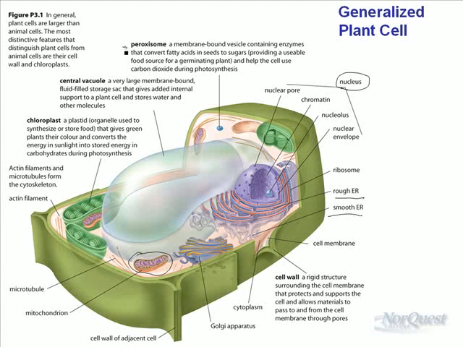A couple of extra organelles are detailed out. Most plant cells have a central vacuole. It's a large membrane-bound fluid-filled storage sac that gives added internal support and stores water and other molecules. So really, it's a big storage unit for plant cells. The other thing that makes plants kind of special, at least in the eukarya world, is the presence of chloroplasts. These are the things that do photosynthesis. They convert solar energy, energy from sunlight, into carbohydrates. So they're making starches and sugars, and those are storage devices for energy. It's actually stored sunlight that can then be used for other cellular activities.